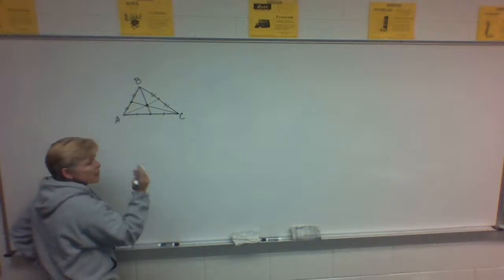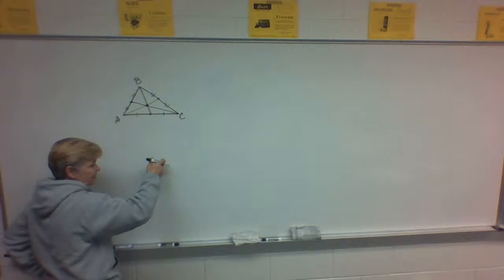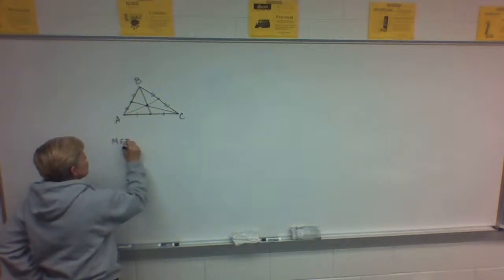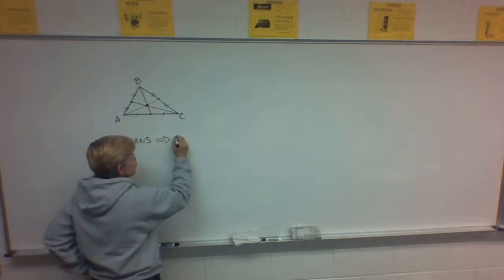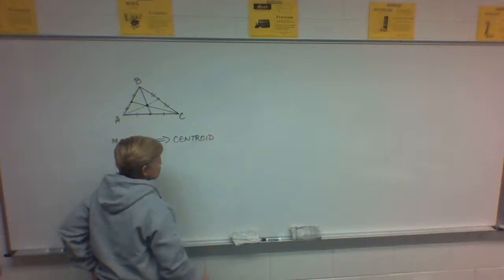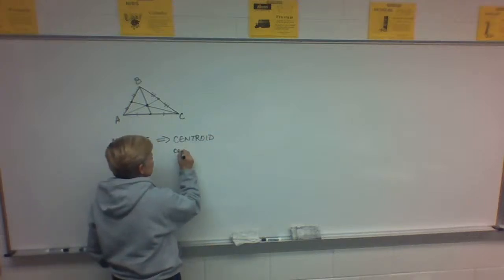So medians, if you remember what a median is, always start at a corner and go to the middle of the opposite side. That's a median. And medians, when you draw them all, always meet at a point of concurrency called the centroid. A centroid is a center of gravity.